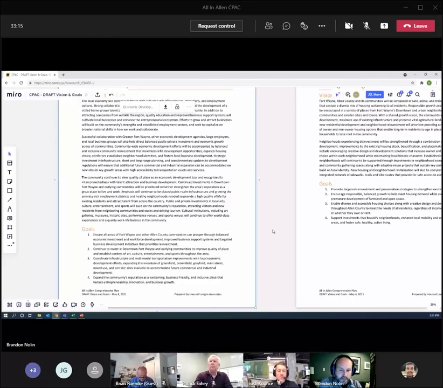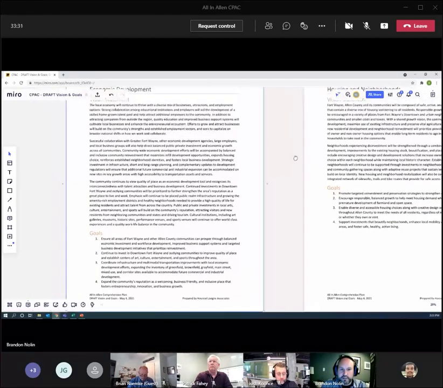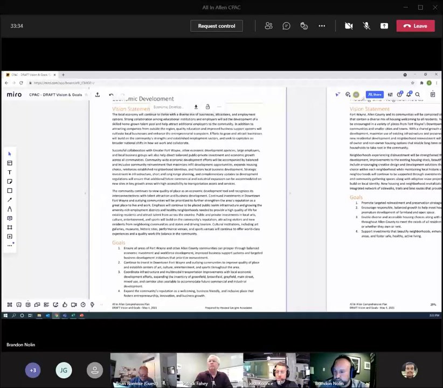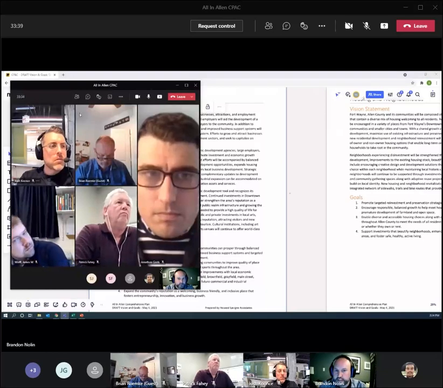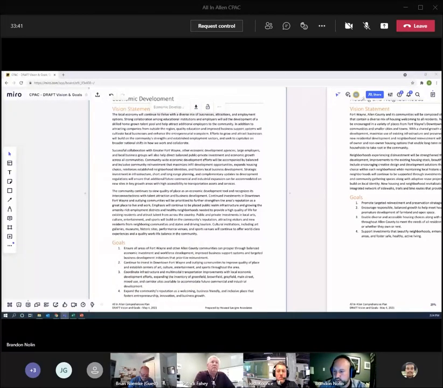And then 4 is expanding the community's reputation as a welcoming, business-friendly, and inclusive place that fosters entrepreneurship, innovation, and business growth. The entrepreneurial ecosystem was a phrase that was used by the group quite a bit. So that is the economic development vision and goals. I don't know if anyone had any thoughts on that draft content before we move on to the next. All right. Hearing none, we'll just move on.